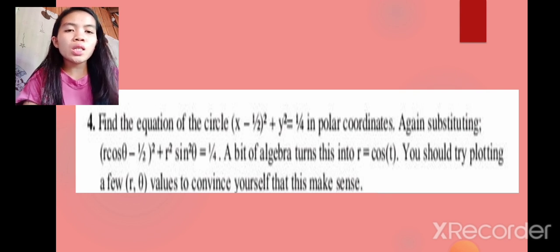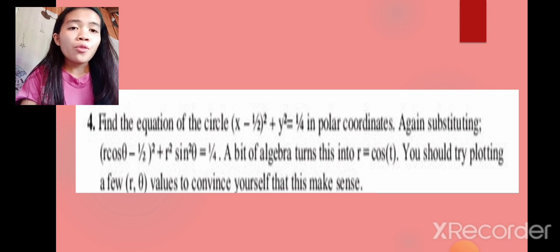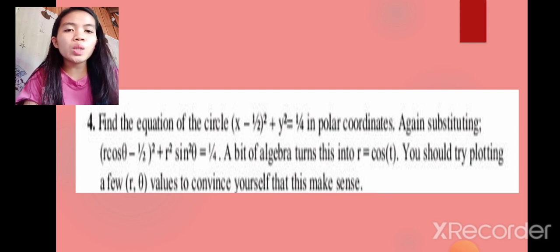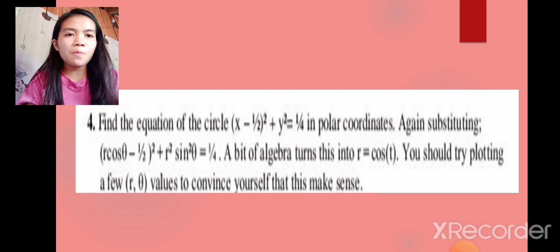Next, number 4. Find the equation of the circle (x minus 1/2) squared plus y squared is equal to 1/4 in polar coordinates. Again, substituting, (r cosine theta minus 1/2) squared plus r squared sine squared theta is equal to 1/4. A bit of algebra turns this into r is equal to cosine theta. You should try plotting a few (r, theta) values to convince yourself that this makes sense.